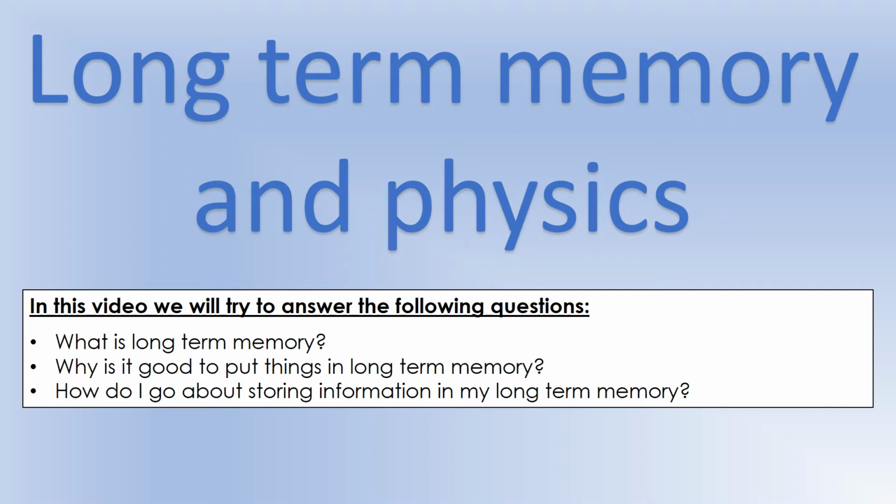So in this video, I'm going to look at some specific context in physics of things that we want to put in our long-term memory and how we can go about doing that. So the first thing I'm going to look at is what is long-term memory, and then I'm going to look at why it's good to put things there and how we go about storing stuff in our long-term memory. Because like anything else, there is a process to go about doing that.